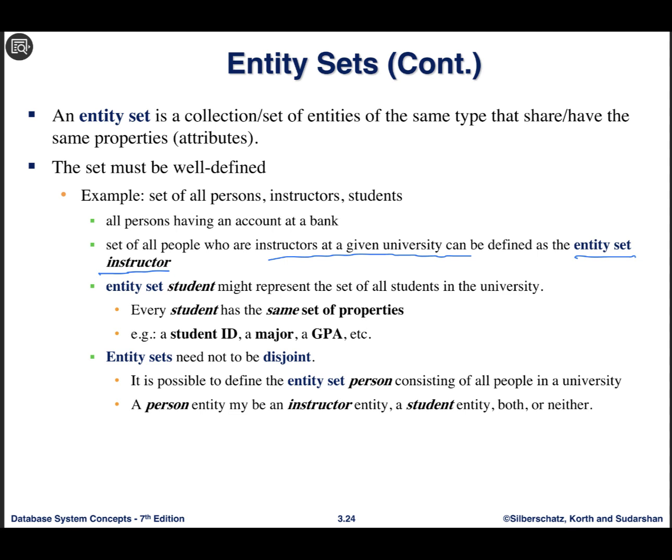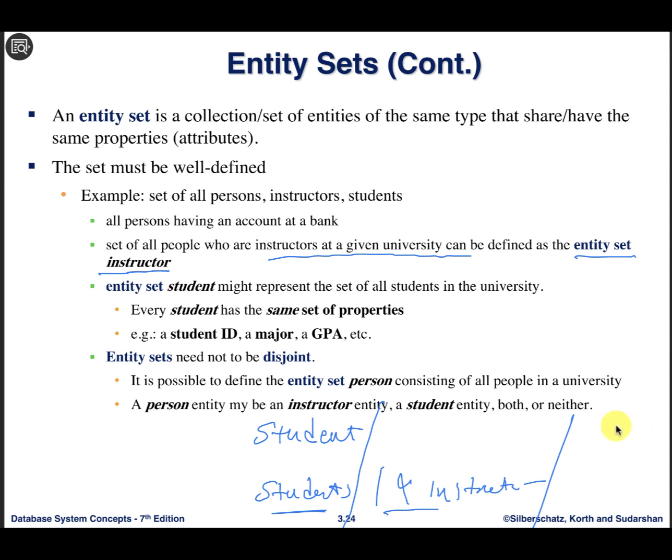So in this case, I cannot say this is entity set student that contains the student and instructor. No. Why? Because student and instructor don't have the same set of attributes. They don't share the same properties. So that's why we might have an entity set student and another entity set called instructor. One thing I need to add here: entity sets can intersect.